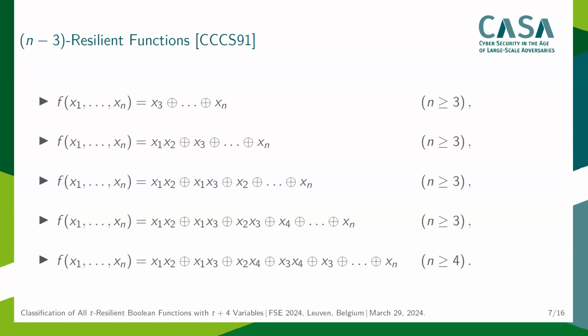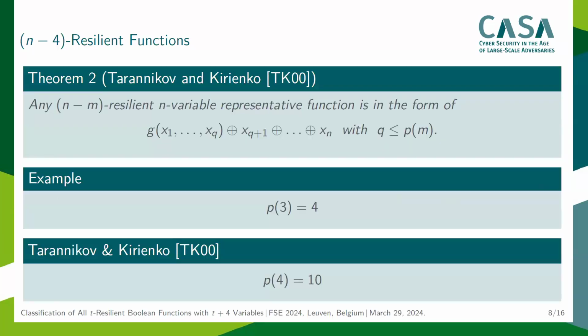Here there is no nonlinear variable. Here there is only 2. Here 3. Here again 3, and here 4. So any n-3 resilient function can have at most 4 variables included nonlinearly. And they were able to show that for the case of m equal to 4, it is 10. So we only need to classify n minus 4 resilient functions up to n equal to 10. The rest will be just a type 1 extension of these functions.